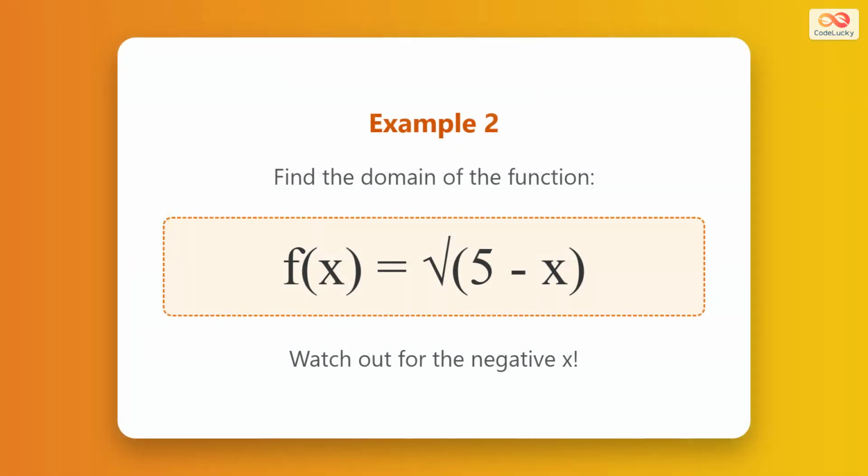Now for a slightly trickier example. Find the domain of f of x equals the square root of 5 minus x. Notice that the x has a negative sign in front of it. This will change how we solve the inequality.